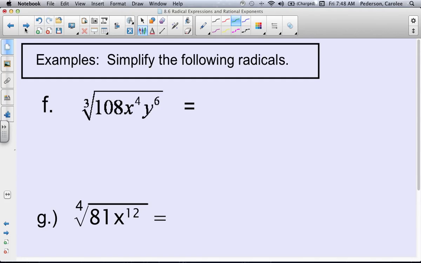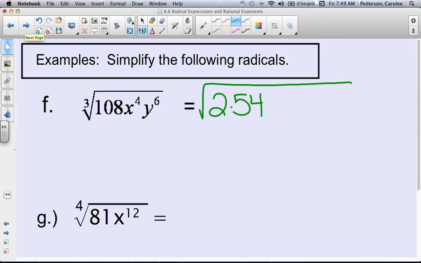Next example, cube root. So we want to break down 108. What are some multipliers of 108? And if you don't know, just start with your calculator. Do the opposite, divide by 108. So 108 divided by 2 is 54. Or 108 divided by 3 is 36. Or 108 divided by 4 is 27. Look for different multipliers. So I'm just going to do 2. So 2 times 54 is 108.